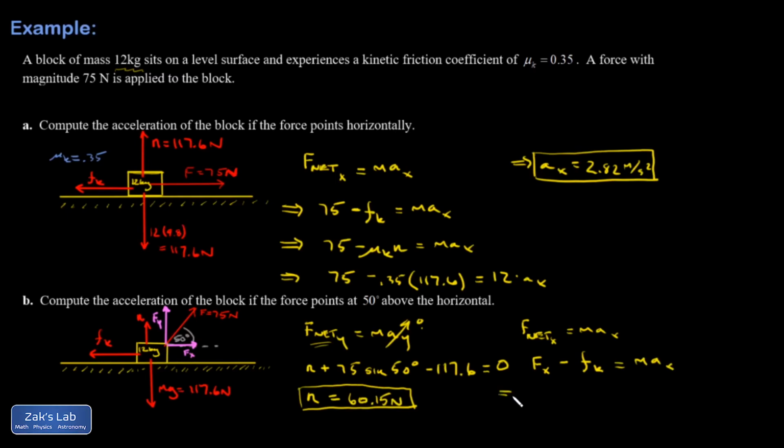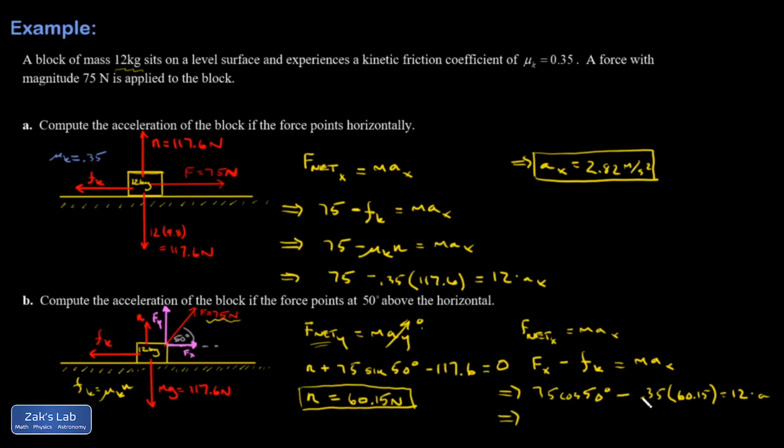And I'll just plug in what I know about all this stuff, and the x component of my 75 newton force is going to be 75 cosine 50. And my friction force, I'll write it over here, it's going to be mu k times the normal force. So that's 0.35 times the normal force I just found. And that's equal to 12 times the acceleration.